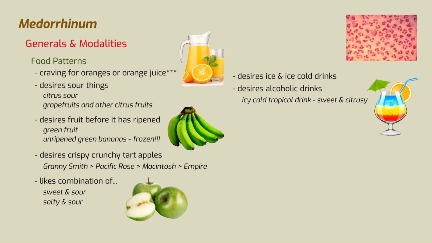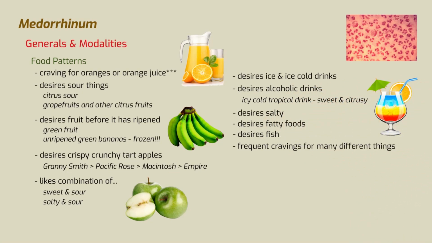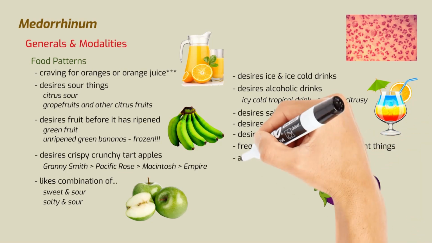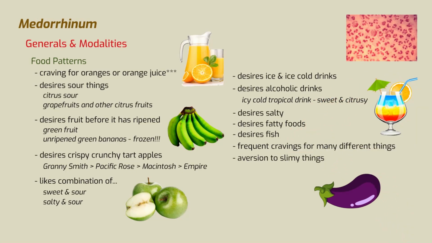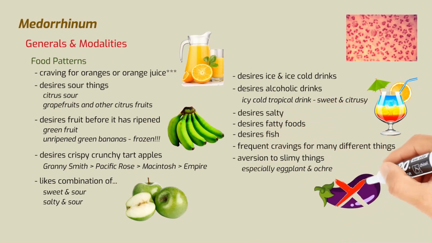Additional Medorrhinum preferences include salty things, fatty foods, and fish. And given his exuberant nature, it's not surprising that Medorrhinum can have frequent cravings for many different things. Now, there's also one specific Medorrhinum food aversion that essentially boils down to an issue of texture. He is averse to slimy things, especially to eggplant and okra.